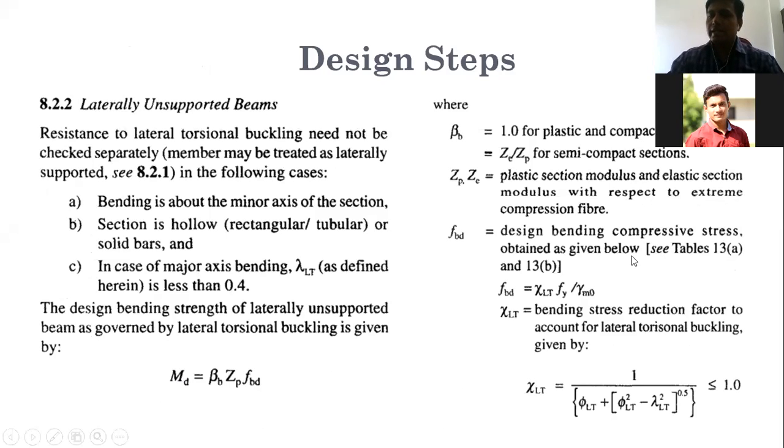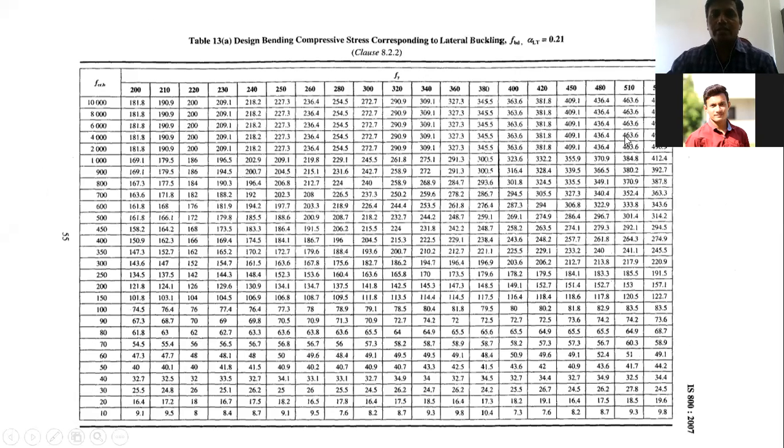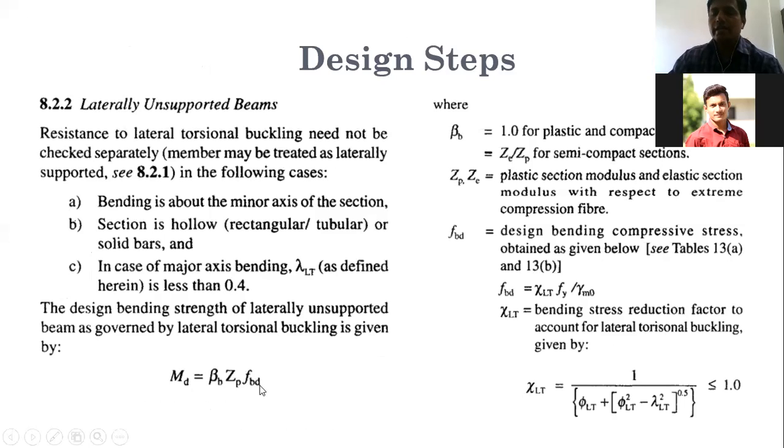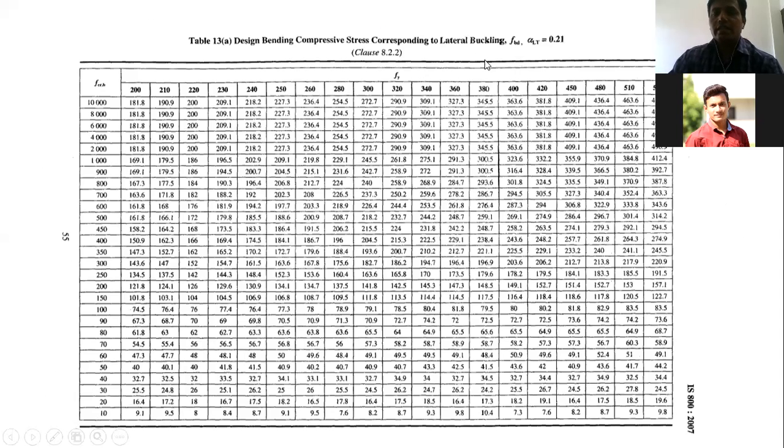How do you calculate the FBD? It is given in this. In this case, you can refer to table number 13A and 13B. Just moving forward. Now see, this is the 13A, the stress corresponding to lateral buckling, that is FBD, that you actually have to calculate. Once you get the value of FBD, it's very simple. So now this 13A will show the stress corresponding to lateral buckling FBD.